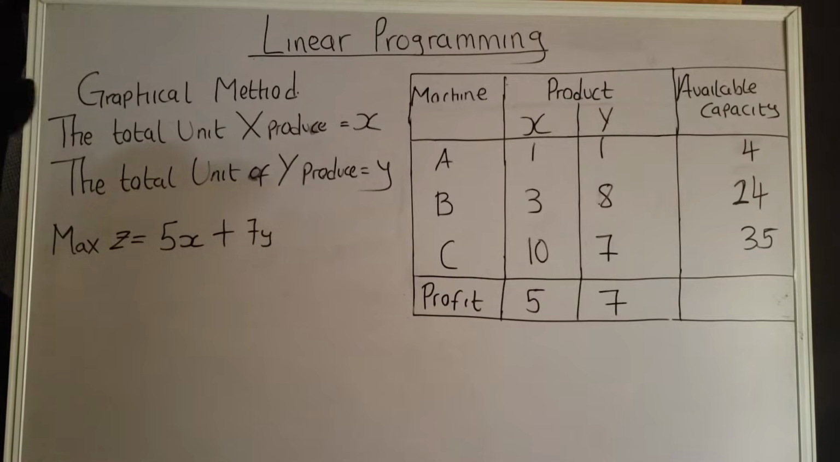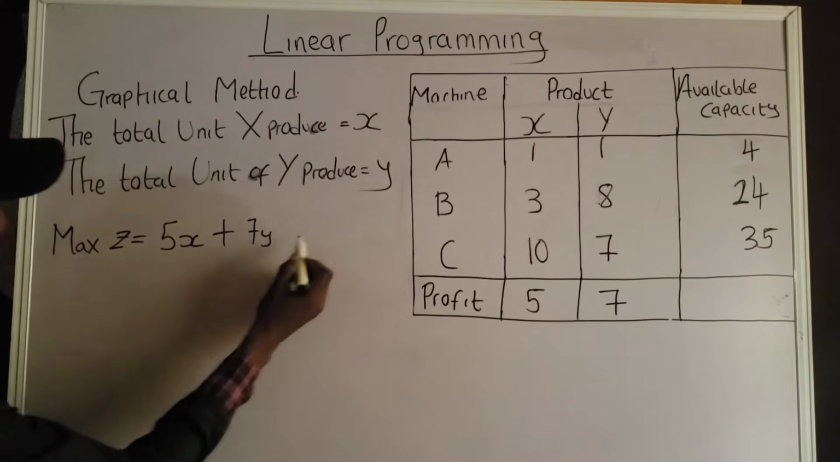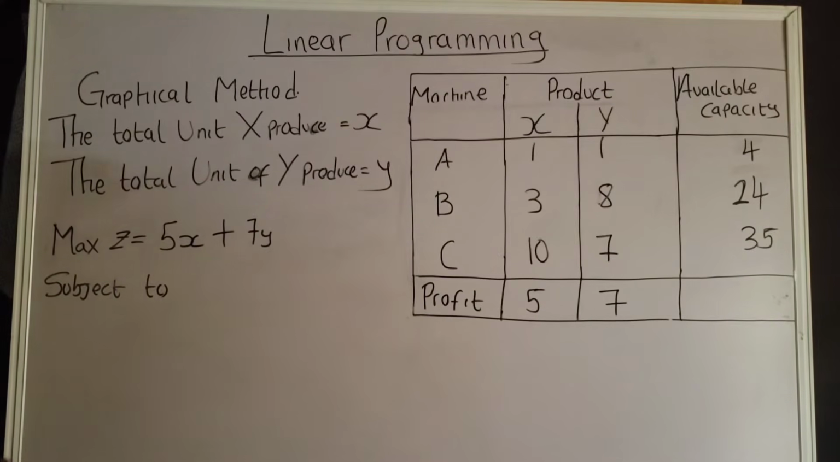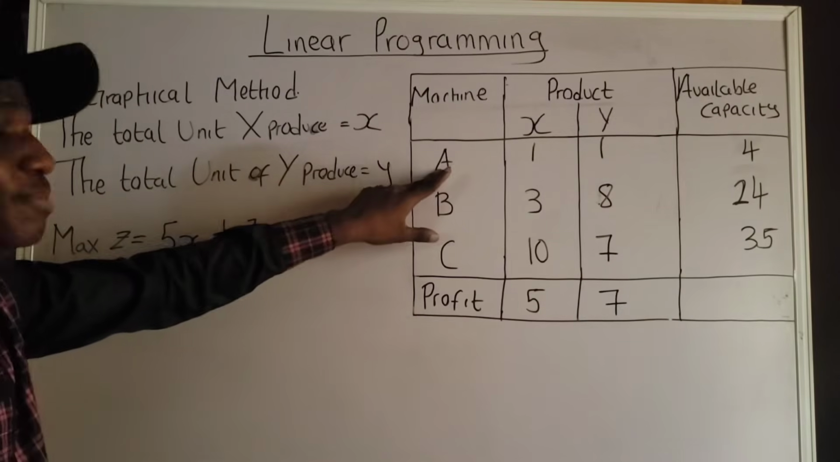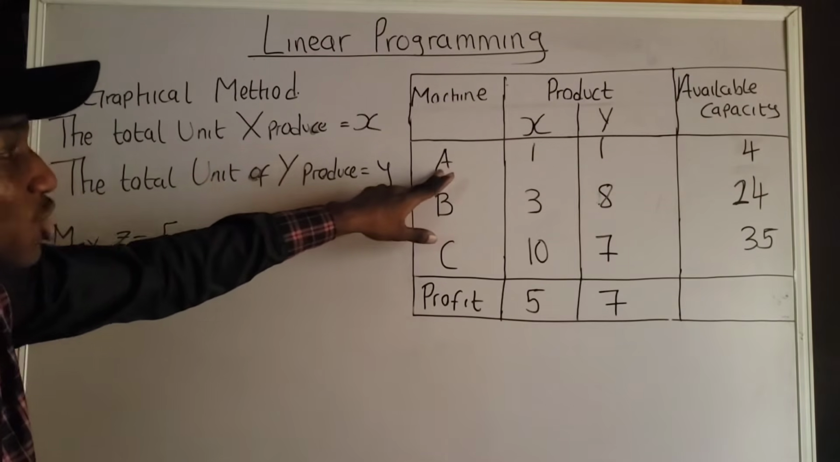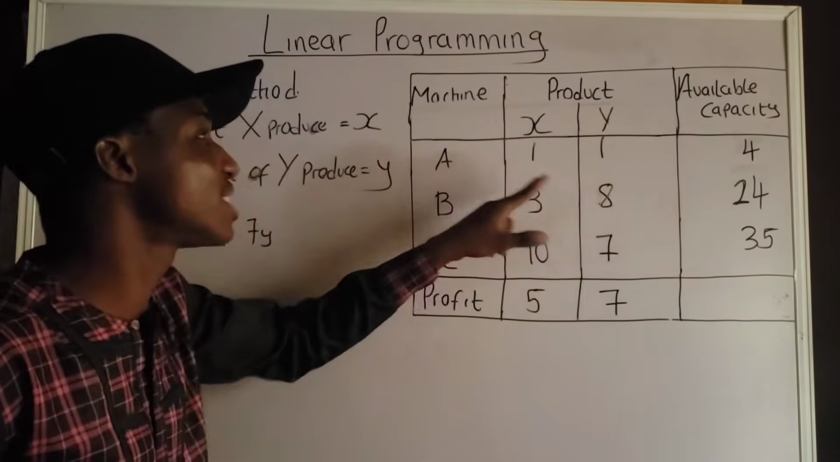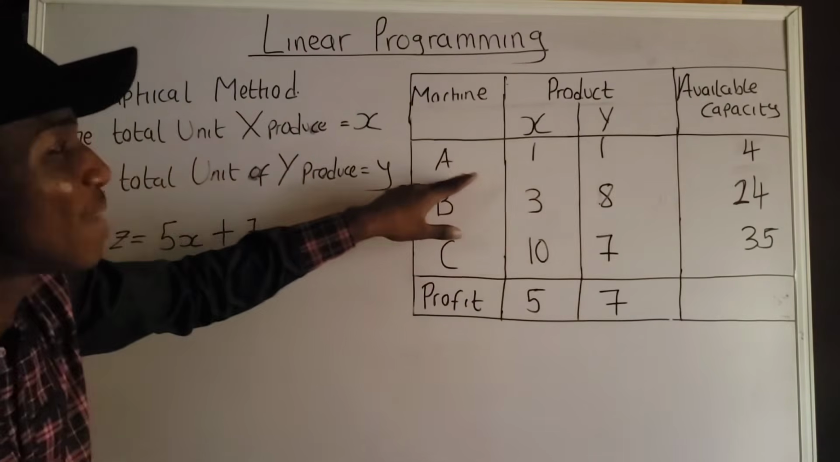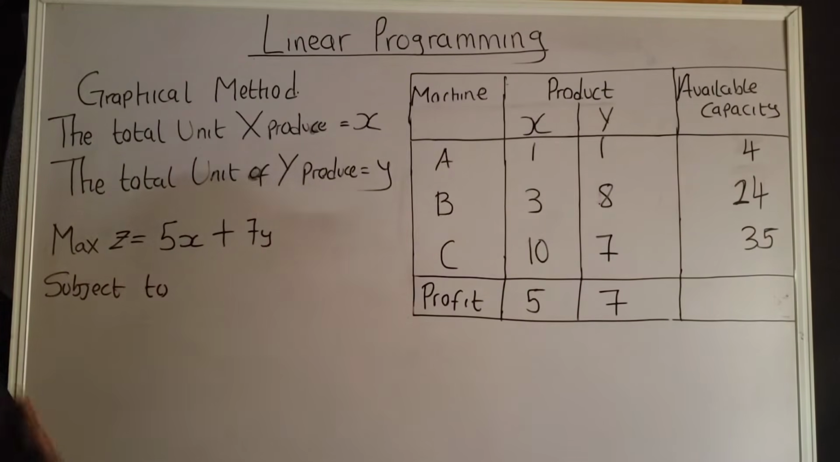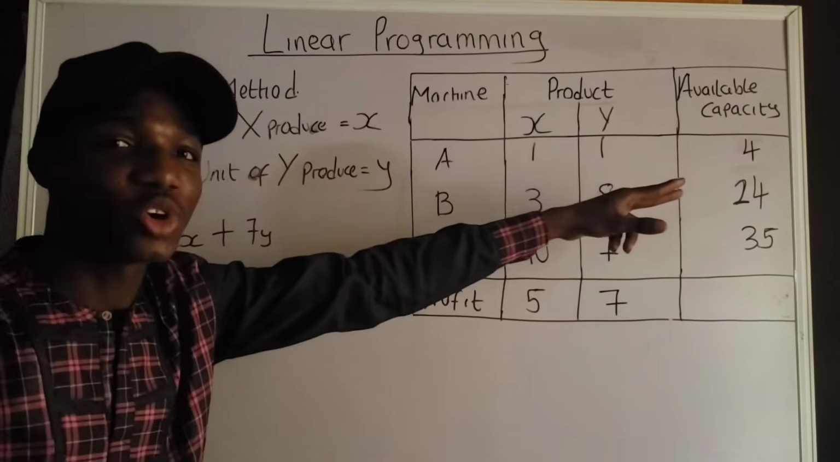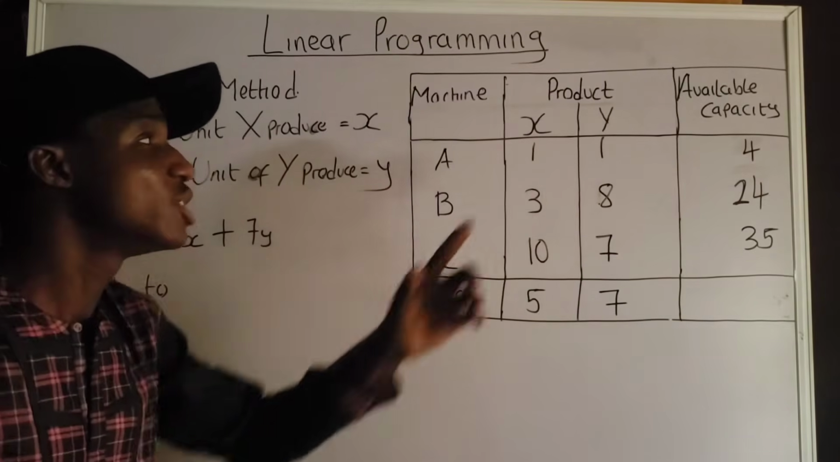So now let us proceed to form the constraints. Objective function in linear programming will be subjected to constraints. You understand what I'm saying? So let me call it subject to. Okay, the first constraint is what? The machine A. The first constraint is machine A, because assuming the machine is limited in capacity. The capacity of machine A is 4. Machine A cannot expand beyond 4. We cannot use machine A beyond 4 hours. So the first constraint is what? Machine A.